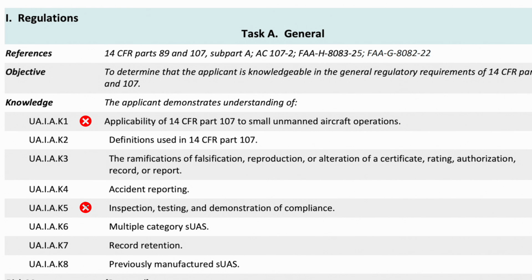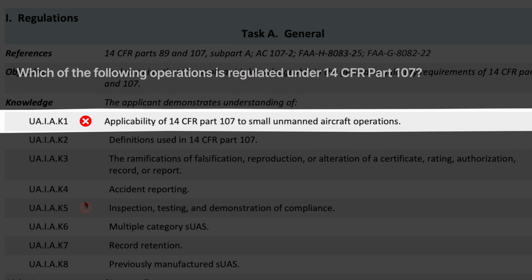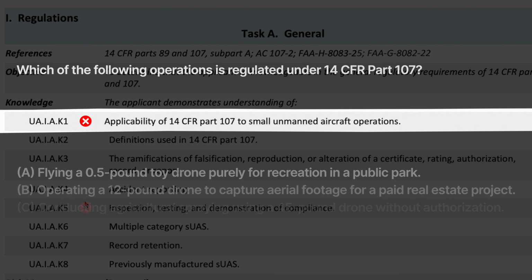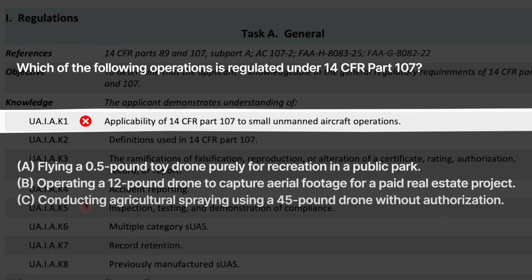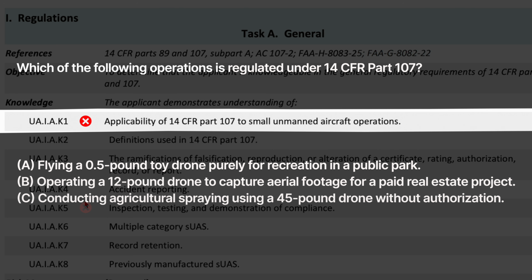Take a look at the top ACS code K1, applicability of 14 CFR Part 107 to small unmanned aircraft operations. And here is the type of question that they would give you for this code. Which of the following operations is regulated under 14 CFR Part 107? Now, I don't have to read all of the answers. You can read them for yourself on screen.